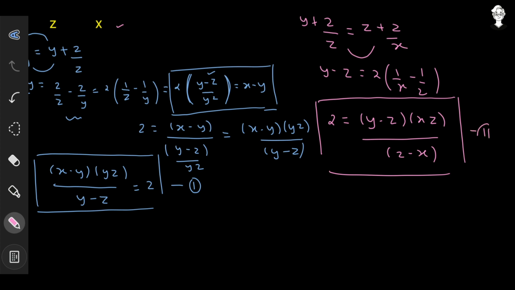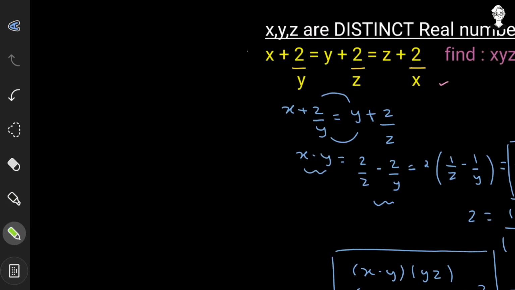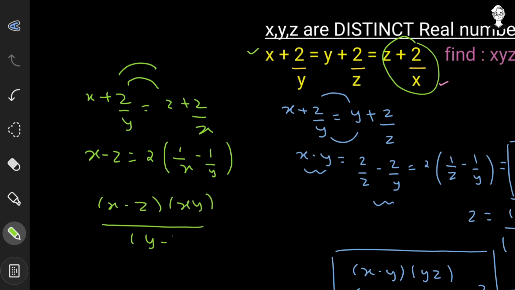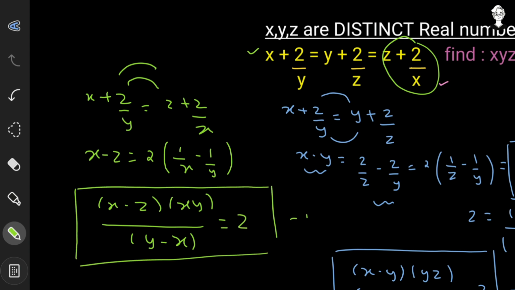Now to get a third important equation, we will compare the first term with the third term. In the given equation, the first term is x plus 2 upon y, and this is equal to z plus 2 upon x. Again we will isolate 2 on one side. So I will shift this over here and that over there. So x minus z would be equal to 2 taken common, 1 upon x minus 1 upon y. So finally we will have that x minus z multiplied with xy upon y minus x is the value of 2. So here we have got the third important equation, and that is the last one.